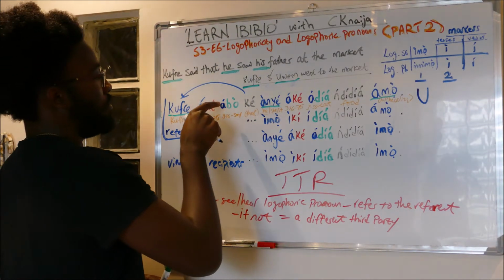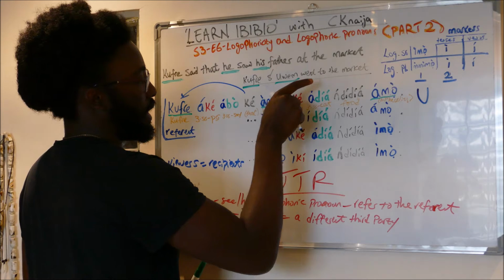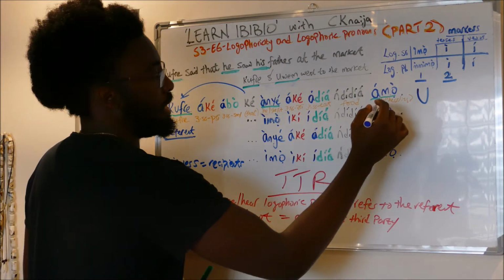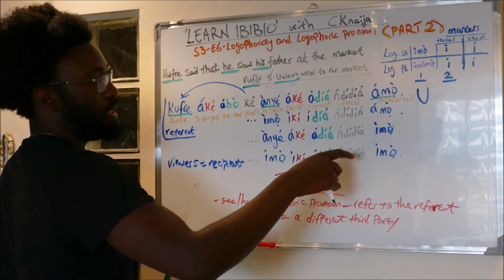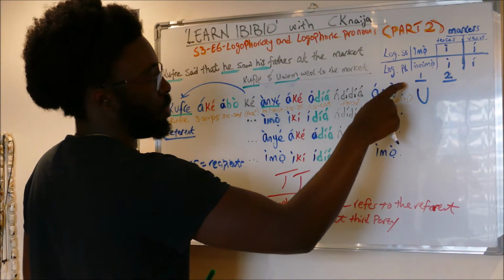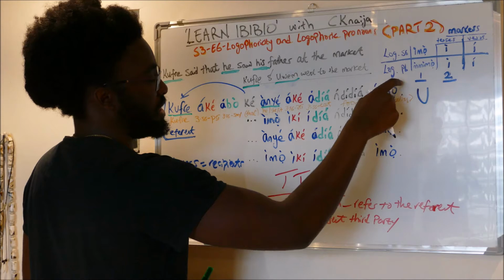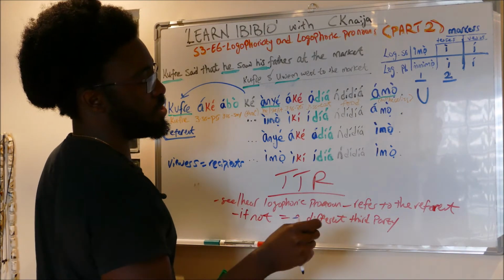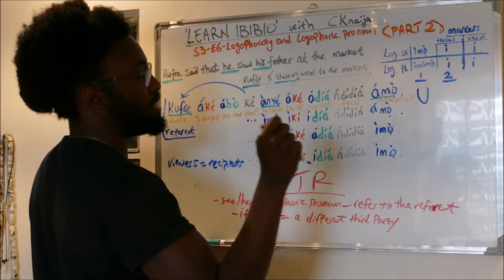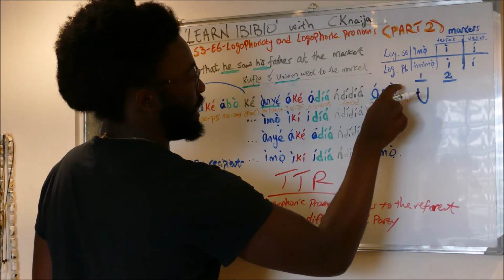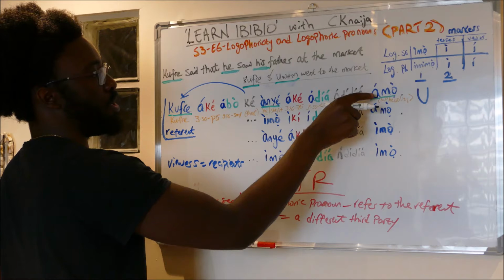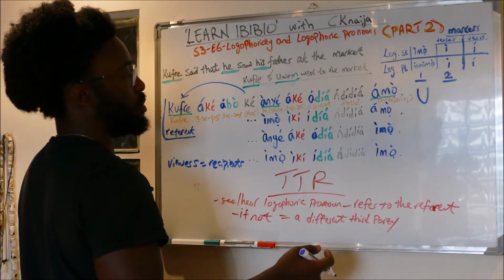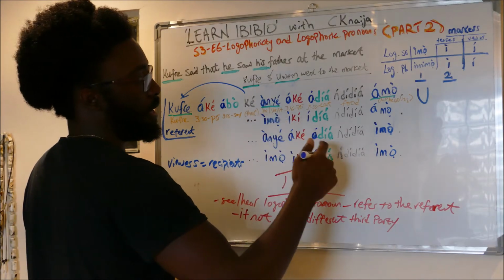So Kufre ake bo ke anye ake adia ndidia amo. Okay, anye ake adia ndidia amo. Again, we do not see the logophoric pronoun or possessive adjective here, so we know that logophoricity is not in use. So again, this is not referring to the referent. We do not refer back to the referent. We refer to the third person in the story, okay, which is Uwem.